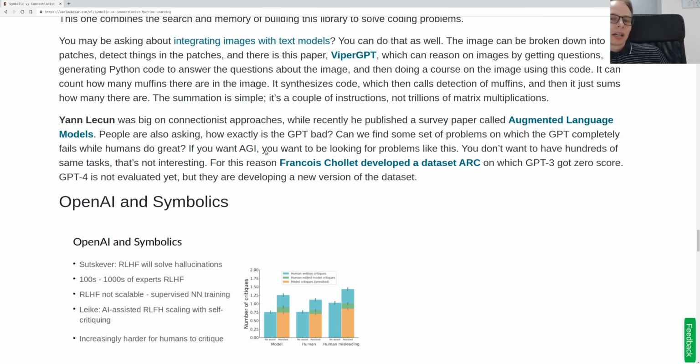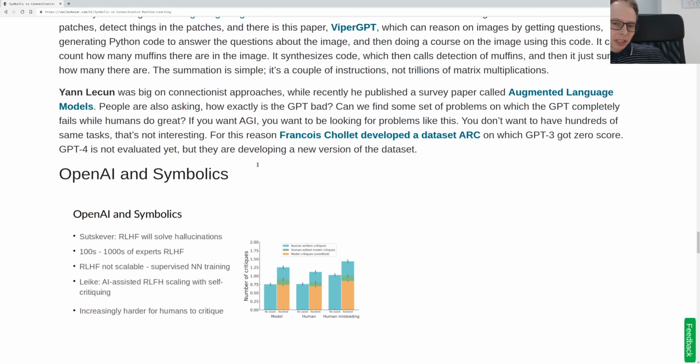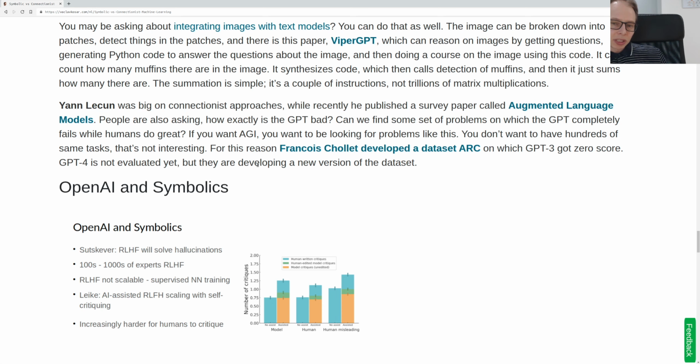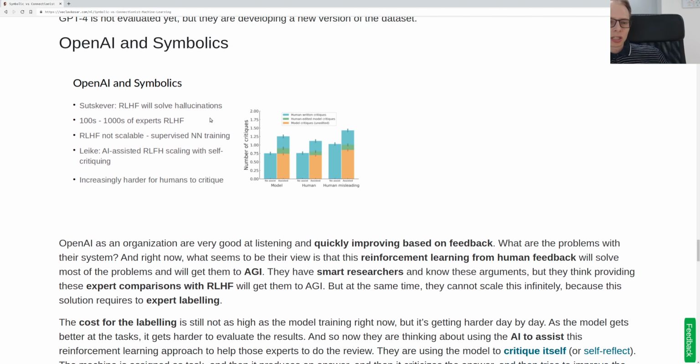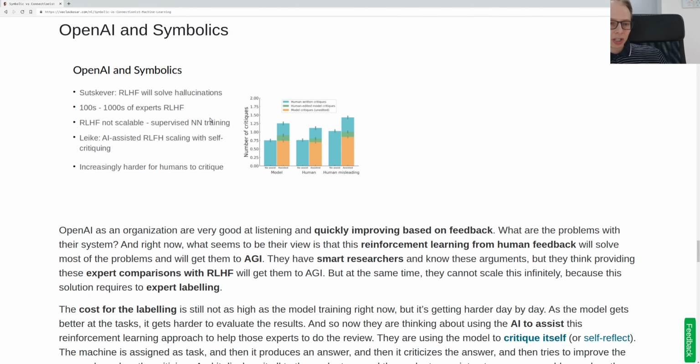And similar things can be done with images. ViperGPT can answer questions about images. Yann LeCun, who was a big connectionist driver, has now written about augmented large language models with some other people. Francois Chollet is mentioning this issue and actually developing a dataset on which GPT-3 got 0, and I'm not sure what GPT-4 gets on there.